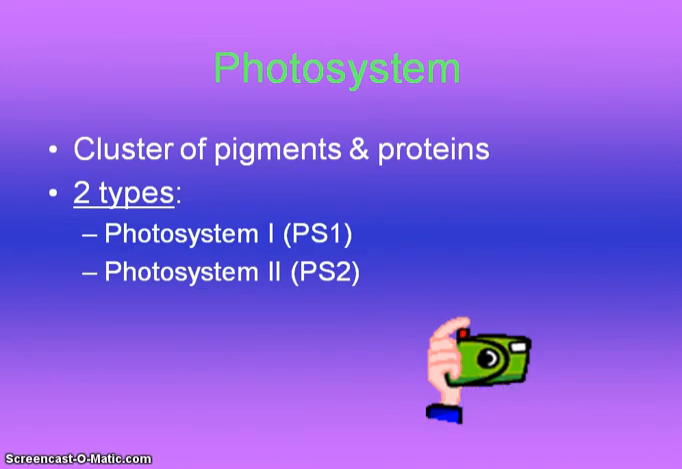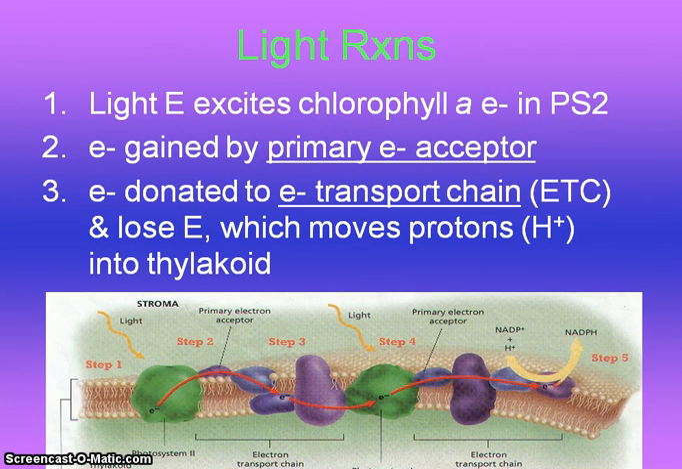Photosystems are clusters of pigments and proteins that are together in the thylakoid membrane. There are two main types of photosystems, photosystem 1 or PS1 and photosystem 2 or PS2. This is kind of a breakdown of what exactly is happening when the light gets absorbed into those thylakoids. So this diagram here is showing the thylakoid membrane. This is outside of the thylakoid. This is the liquid stroma, and this portion here is the inside of the thylakoid.